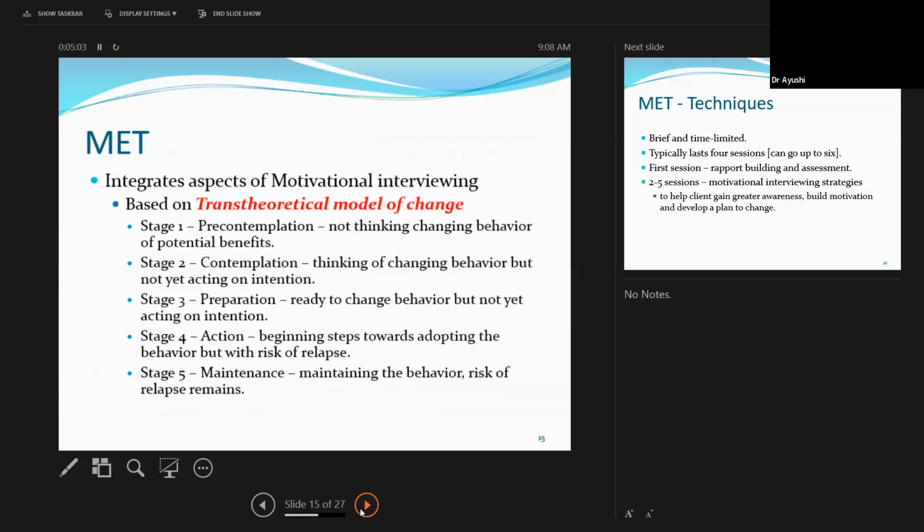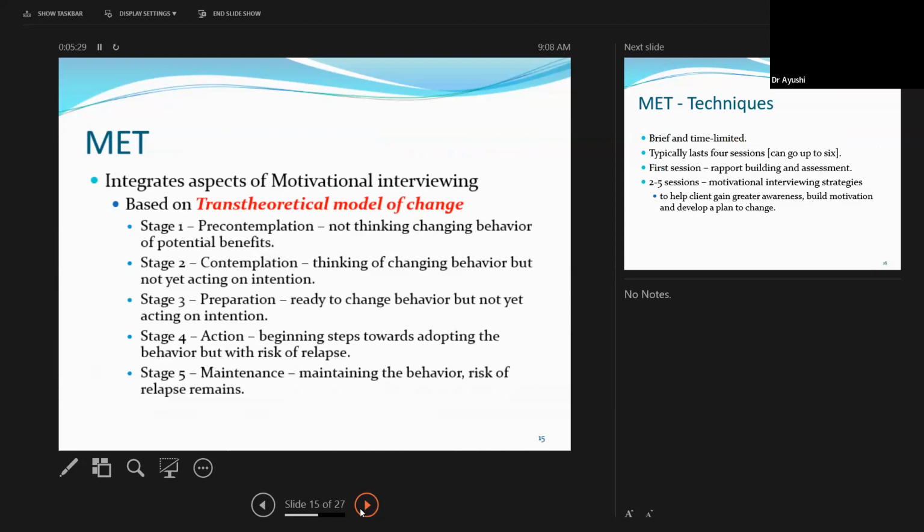It integrates aspects of motivational interviewing. It is based on the transtheoretical model of change. So the first stage is pre-contemplation, where the person is not thinking of changing the behavior or its potential benefits. Stage two is contemplation, which is thinking of changing behavior but not yet acting on the intention.